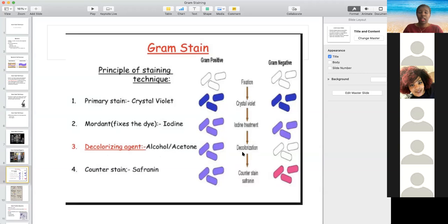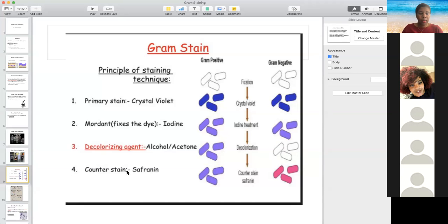The decolorizer is basically going to attempt to remove that primary stain. Depending on if these are gram-positive or gram-negative bacteria, the colors of these cells would change after this step. If it's a gram-positive bacteria, it's going to retain that primary stain, so it's going to stay purple after the decolorizing step. However, if it's a gram-negative bacteria, when we add the decolorizer, the cells will not retain that primary stain, and they're going to appear a clear color again because we've rinsed off the primary stain.